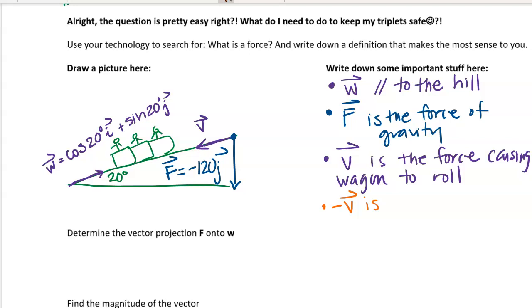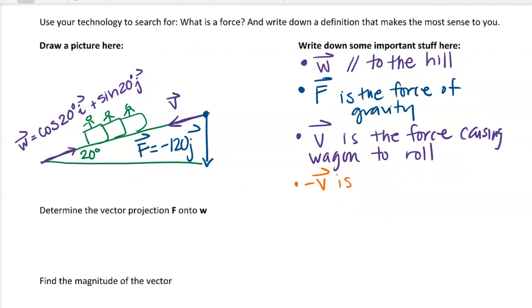In plain English. Some of you have been in physics and you are more advanced. Some of us are not, so I'm just going to use basic language. So negative V is what's keeping it from rolling. Super basic term, keep from rolling. If you're in physics, you have more advanced than this.